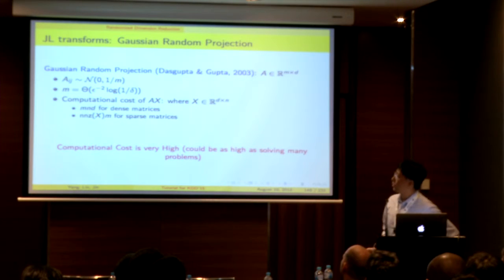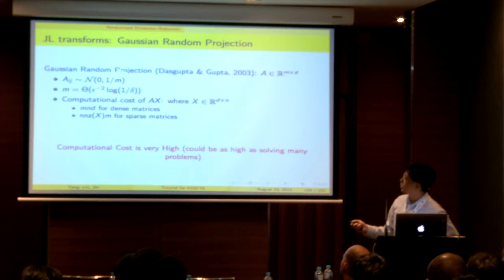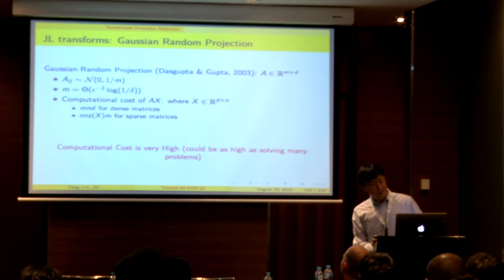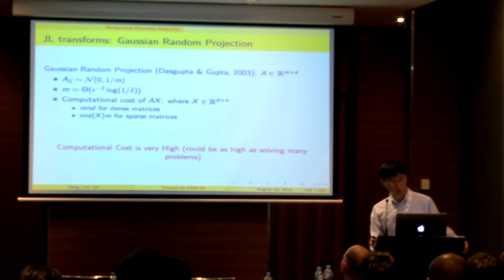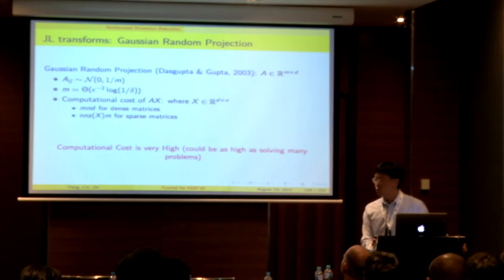Here, the computational cost of applying this Gaussian random projection to a data matrix X, d by n, would be n times d times m for dense matrices, and the number of non-zero entries in X times m for sparse matrices. The bad news is that this computation cost is very high compared to some problems we will discuss later. It's as high as solving those problems, so we don't want to use this. That's why much research has been proposed to accelerate this JL transform.